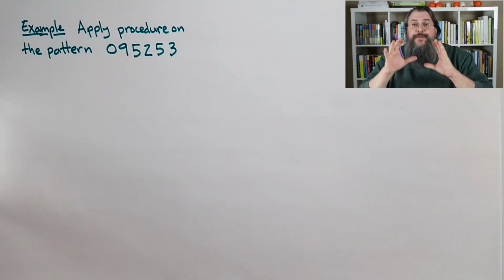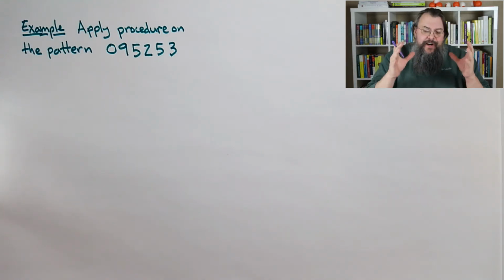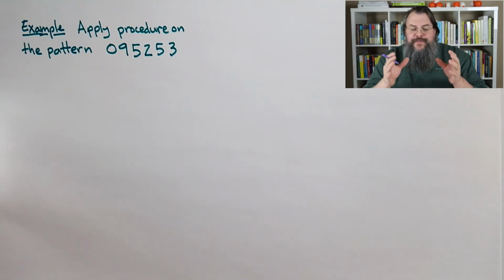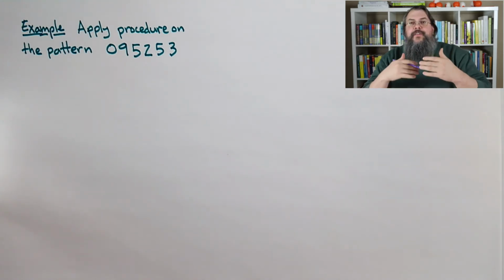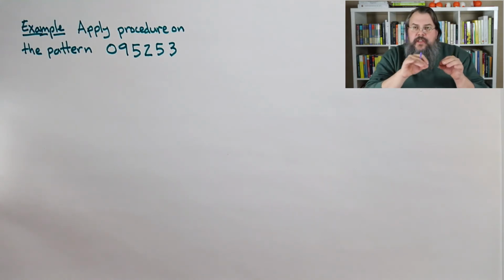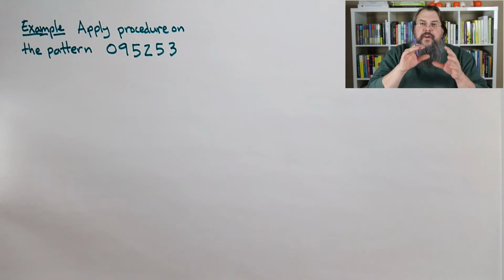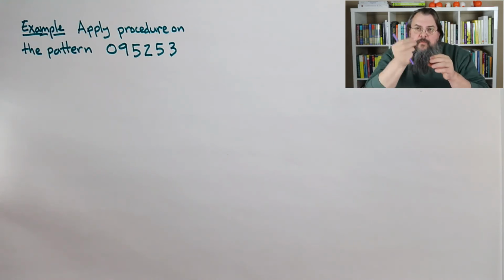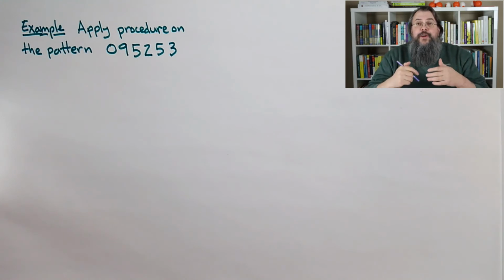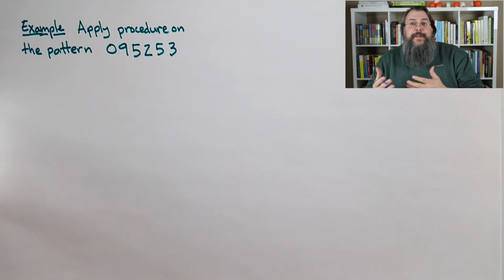So here we go. We want to apply this procedure on a pattern, the pattern that we started with, 0, 9, 5, 2, 5, 3. So what we mean is we're going to come up with a series of juggling patterns where we're going to start at 1, and at every stage we're going to reduce a nesting. And it'll take a while for us to do this, but that's okay. By the time we get to the end, we'll be pretty confident.